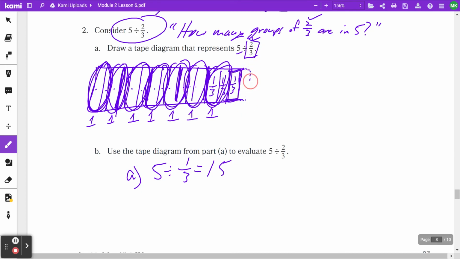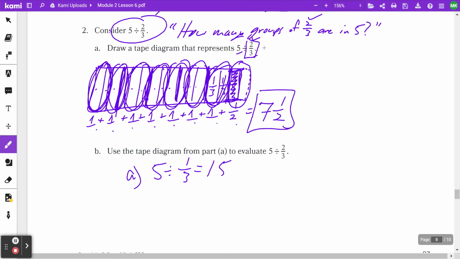But as a fraction, right? If I were to circle this, I have 1 out of a possible 2. I should have 2, but I only have 1, which means I have 1/2 of a group. I have 1/2 of what I really need. So if I add all of this, I wind up with 1, 2, 3, 4, 5, 6, 7.5. There it is. So I can only make 7.5 groups of 2/3 out of a total of 5.